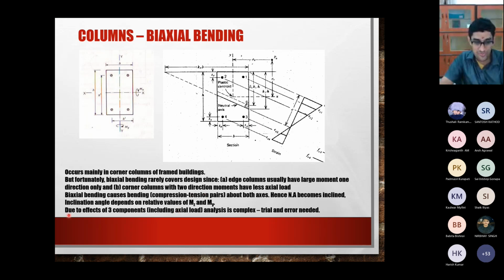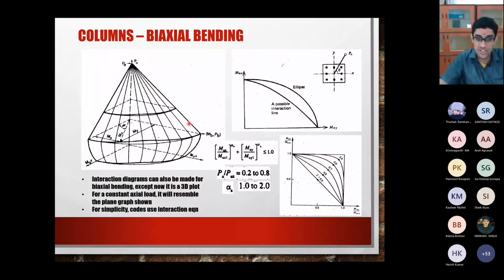Okay. So due to the effects of the three components, the analysis is even more complex, and you need again a much more severe trial and error approach. Even for biaxial bending, you have in your SP16 an interaction diagram to help you, but this interaction diagram is a little different. For uniaxial bending, one axis is compression, the other axis is moment. For biaxial bending, we will have a different type of interaction diagram where one axis is one of the moments, the other axis is the other moment.